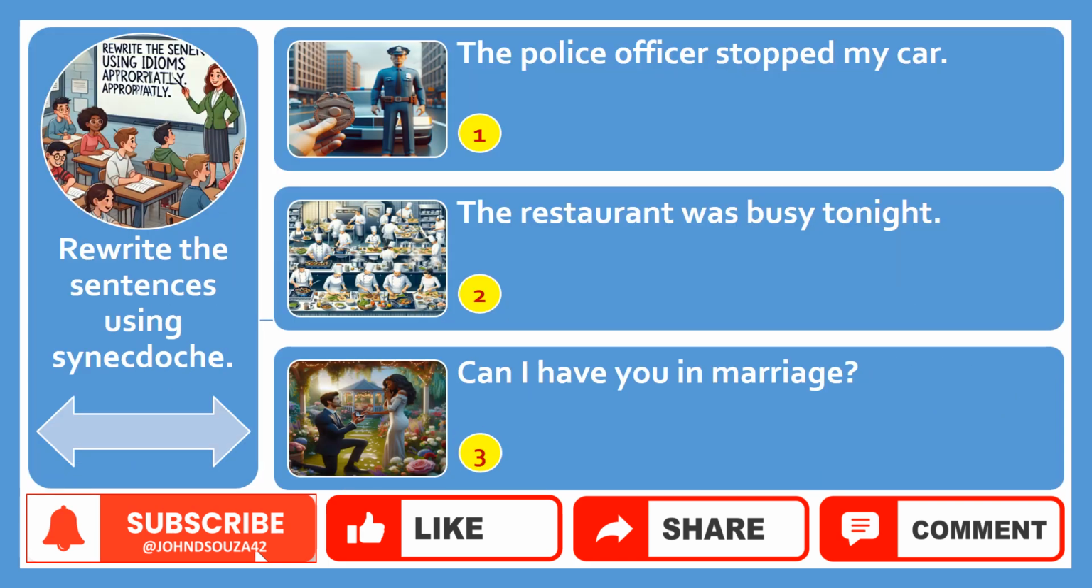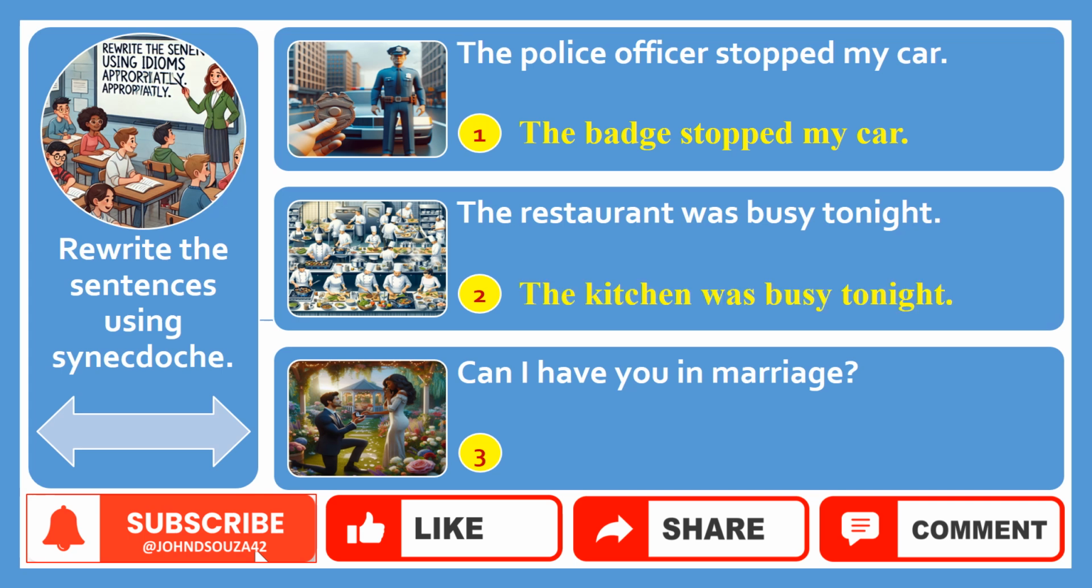Rewrite the following sentences using synecdoche. First one, the badge stopped my car. Badge represents a police officer. The kitchen was busy tonight. Kitchen represents restaurant staff. Can I have your hand in marriage? The hand represents the person.